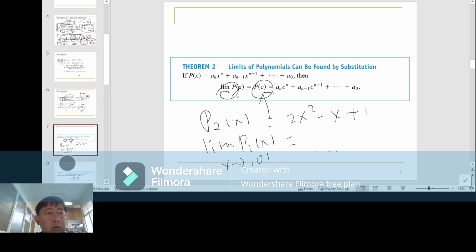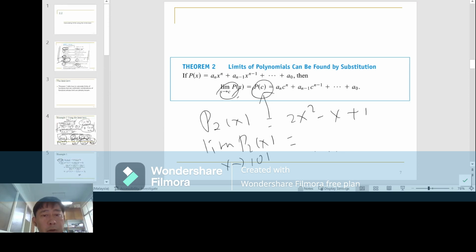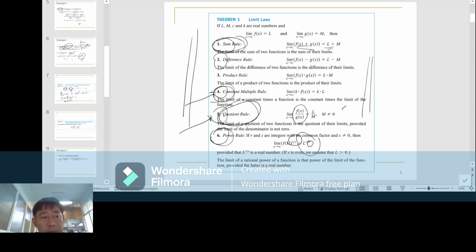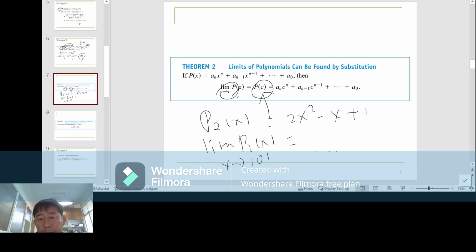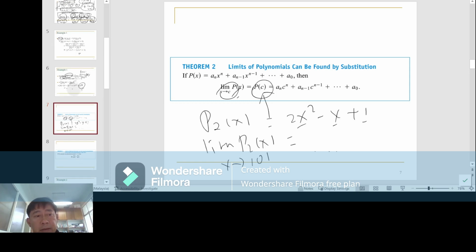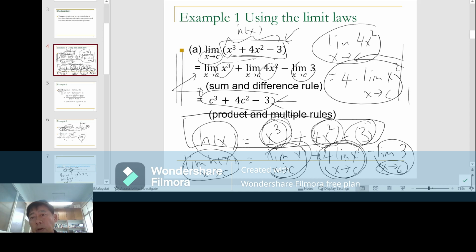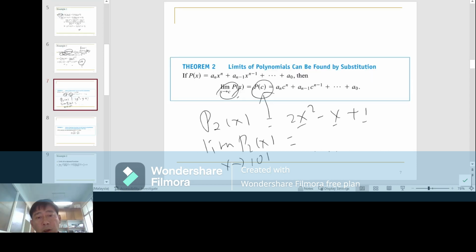Now according to theorem number 1, in order to obtain the limit of the polynomial P2, you have to break up this term and sum it with this term, sum with this term. So that is of course correct. In the previous example ABC, this is what we did as well. In order to obtain the limit of this polynomial, you have to break it up using rules 1, 2, 3, 4, 5. But here theorem 2 says no, you can actually make life much easier.